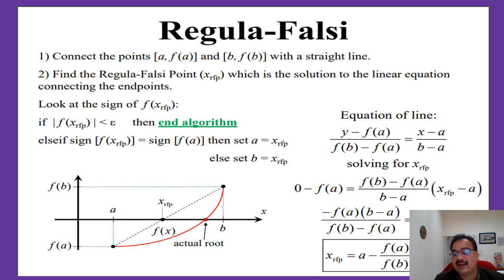Okay, so what is the equation of the line, that is, what will be the equation of this chord? The equation of the chord, you know, is (y minus y1) divided by (y2 minus y1) is equal to (x minus x1) divided by (x2 minus x1). So we can just apply this formula and you can get this result. After this calculation, you will be able to write this equation as x of RFP is equal to a minus f of A into f of B divided by f of B minus f of A. After calculation you will get this result.